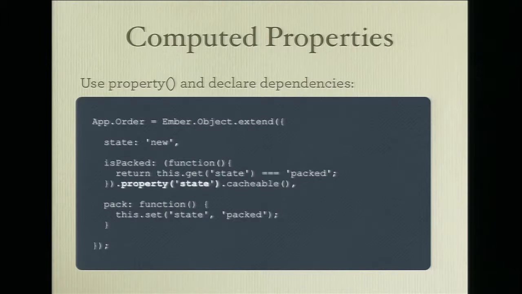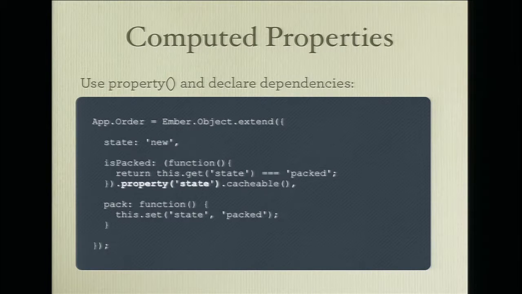So, computed properties are probably the coolest thing in Ember. It's the core of basically any behavior that you create. The way that you handle it, if you notice, I've got the state new at the top there. Basically, I wanted a property that I could ask the object whether or not. Let's pretend what we're talking about here is an order that can be packed to be sent. Think of this as order fulfillment. And we have a property called state.